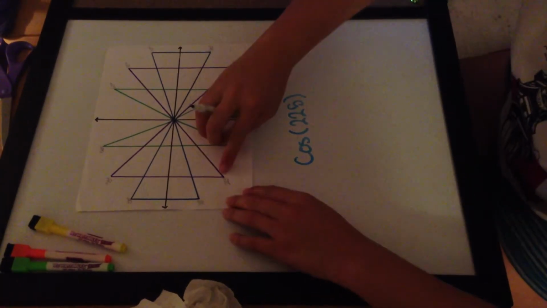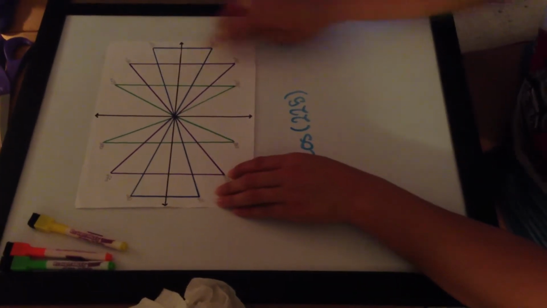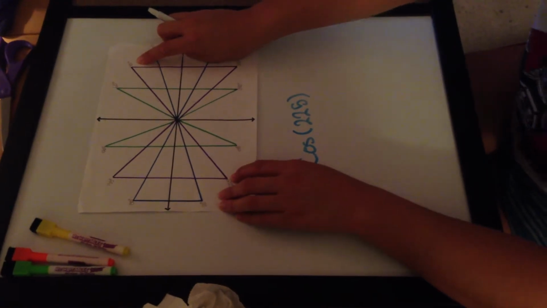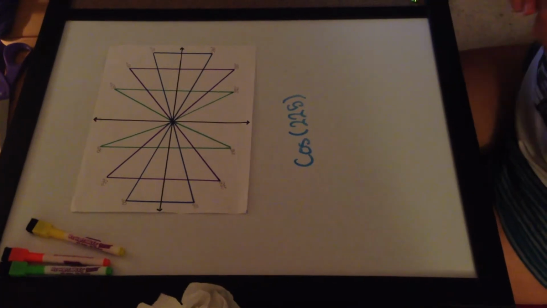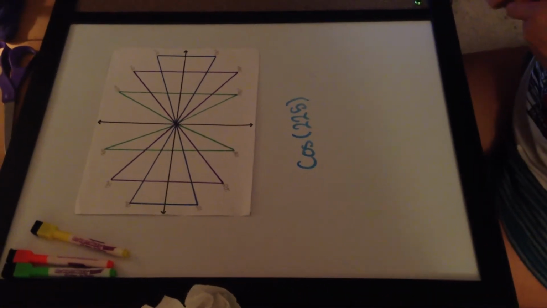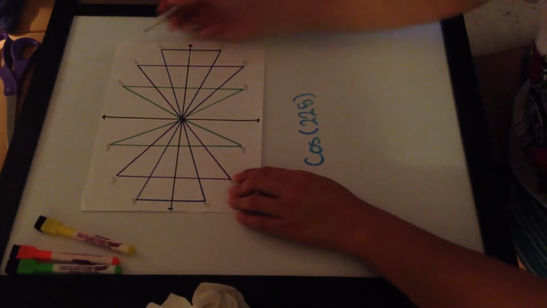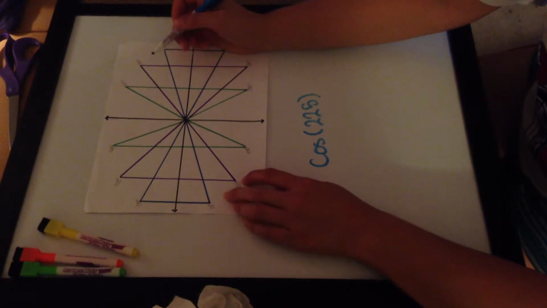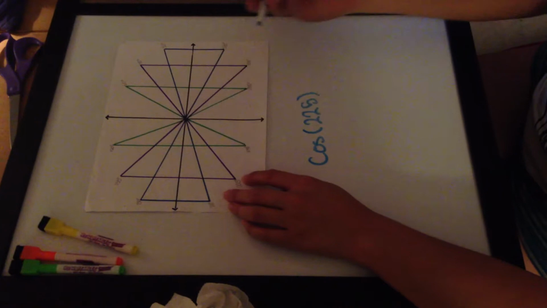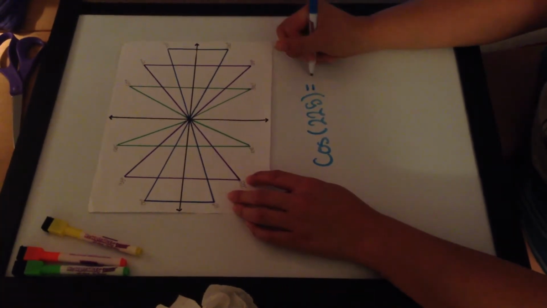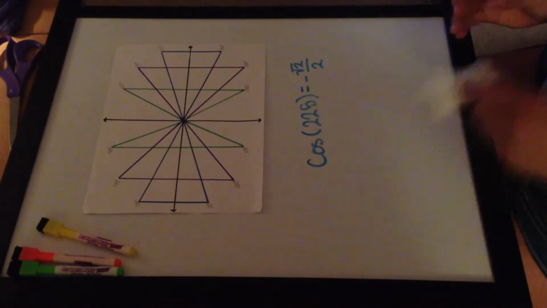So you see here, 225 is down here. It's in purple, so it will have the same as a 45, but it is in the third quadrant, so cosine will be negative. So this means that if we use our 45, the cosine will be root 2 over 2, and since it's negative, the cosine of 225 will be negative root 2 over 2.